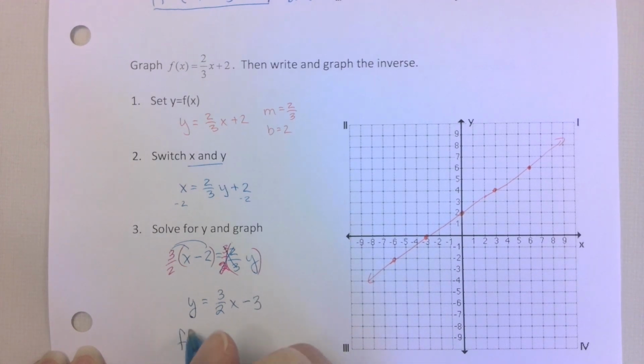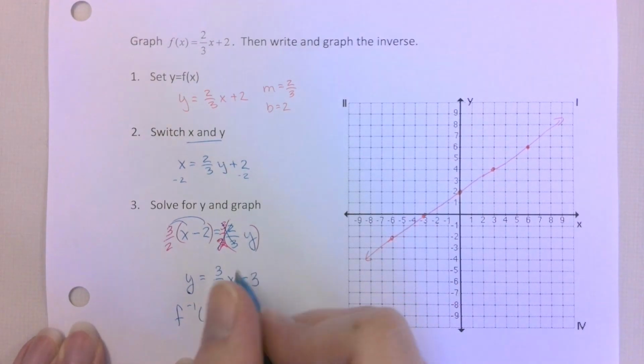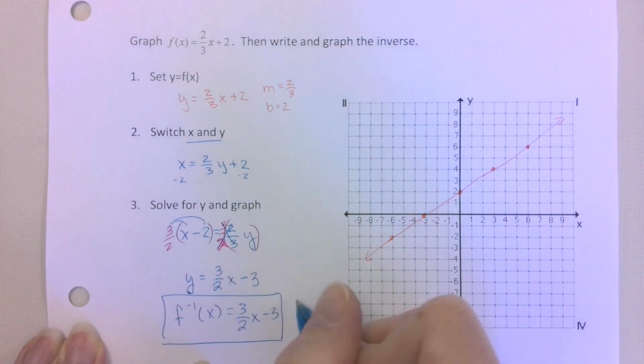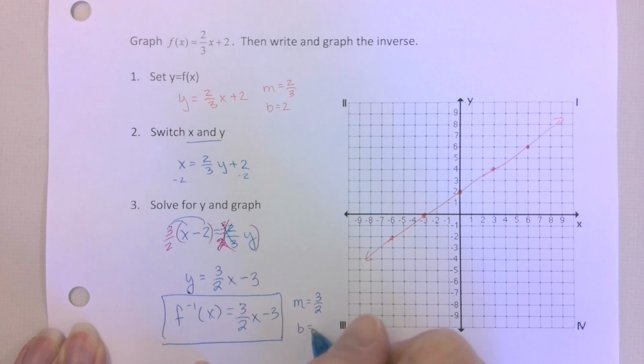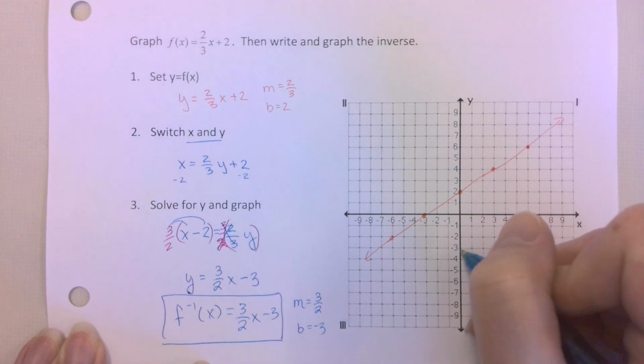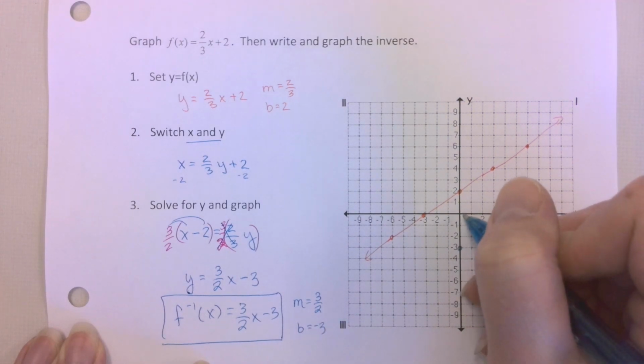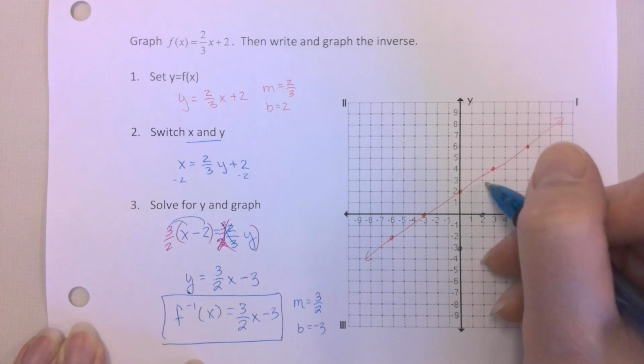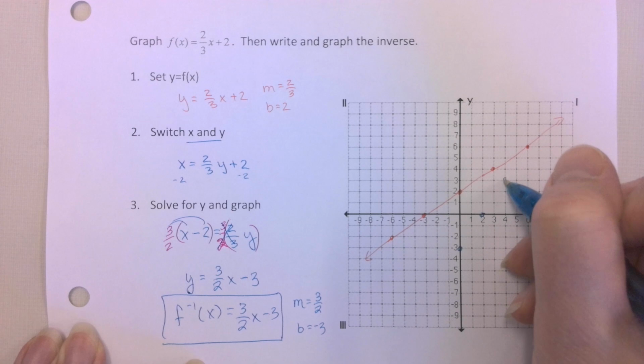So in function notation, f to the -1 of x is equal to 3/2 x minus 3. So I'm going to go ahead and graph my inverse with a slope of 3/2 and a y-intercept of -3. So we're going to plot that point. We're going to rise 1, 2, 3, run 2. Same thing, rise 1, 2, 3, run 2.